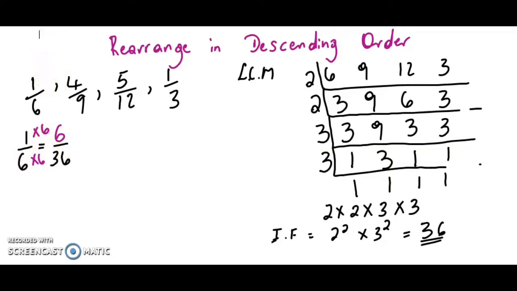The next thing I'm going to do, I'm going to move on to my next fraction. I have 4 over 9 is equal to a number over 36. 9 into 36, that goes 4 times. 4 times 9 gives me 36, and I'm going to multiply my numerator with the same number. So 4 times 4 is equal to 16.